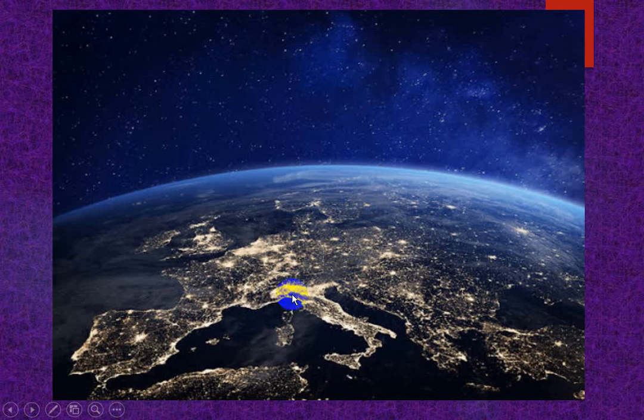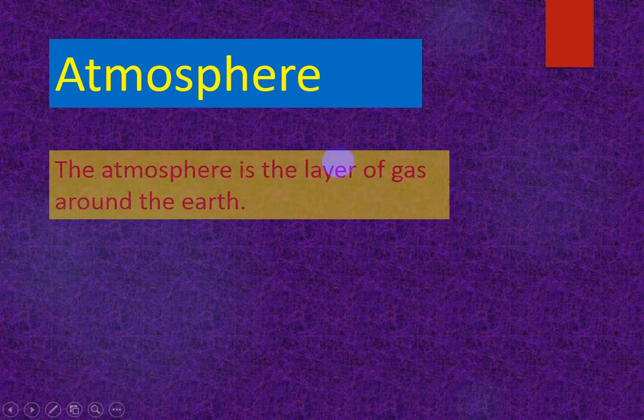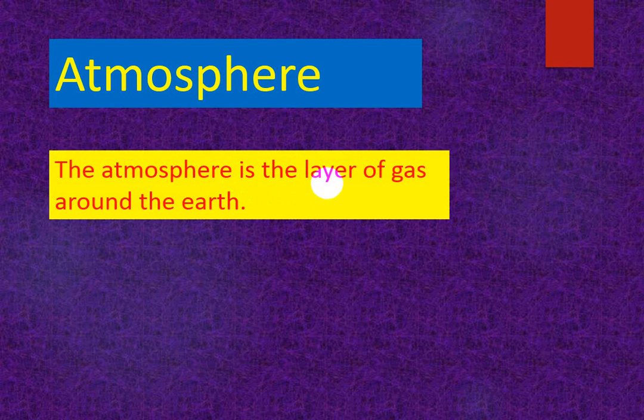This is the earth, and this is the earth surface. There is a layer of gas. In this layer there are different types of gases: oxygen, nitrogen, carbon dioxide, dust, germs, and also water vapor. These gases surrounding the earth surface are called the atmosphere. What is the atmosphere? The atmosphere is the layer of different types of gases around the earth.